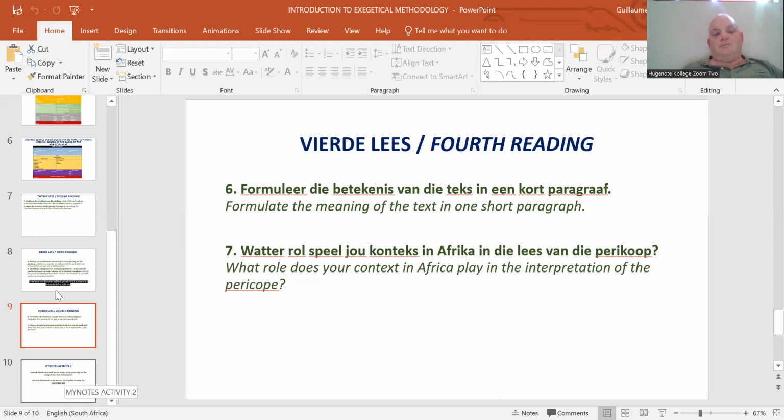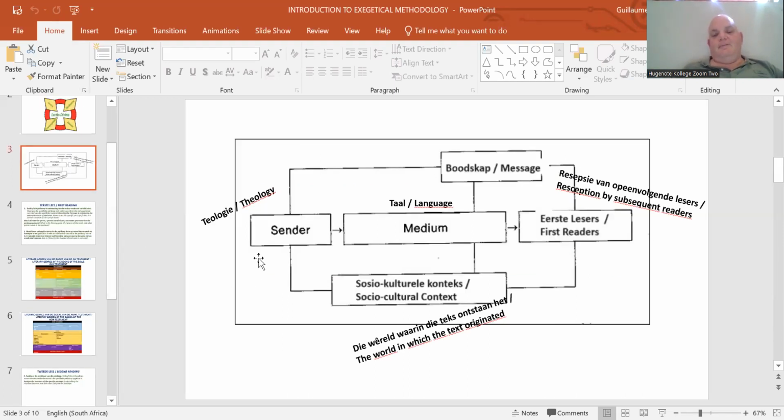The core, however, stays this. There's a sender. Know something about the sender. What were his intentions? What was his context? The medium. This is the language. These are the metaphors. These were the first readers and their context. This helped me to understand this better. And this is the message based on this.